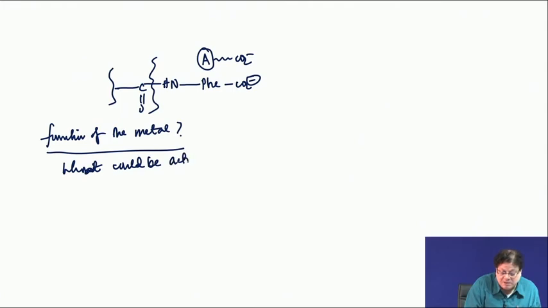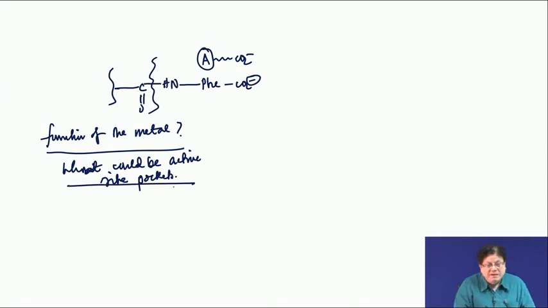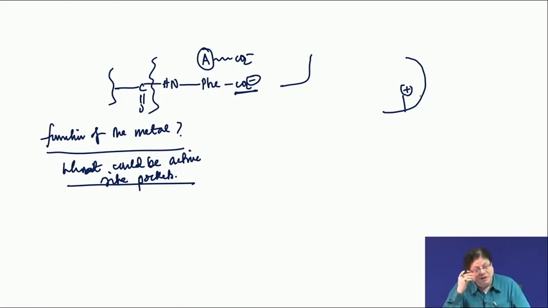The second question is what could be the active site pockets. Since it is a carboxypeptidase and we know that the C terminus ends with a CO2 minus, definitely we can roughly predict, even if we do not know the crystal structure, that at the end there must be some pocket which has a positive charge like NH3 plus, because if that be the case, then only the CO2 minus can go and bind here.